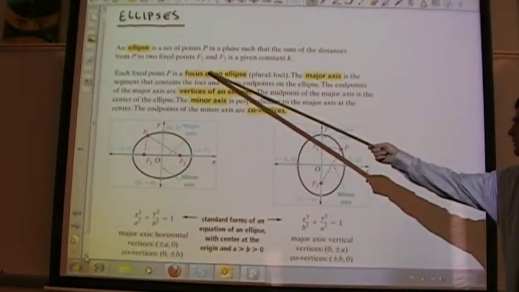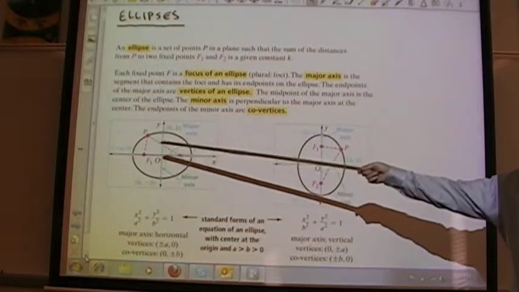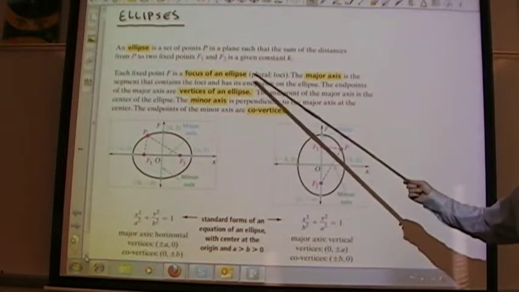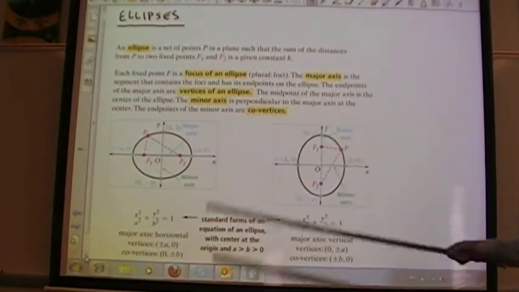Make sure focus of an ellipse. You get two of them. For a parabola, you had one. You have two of them. Plural for focus is foci.